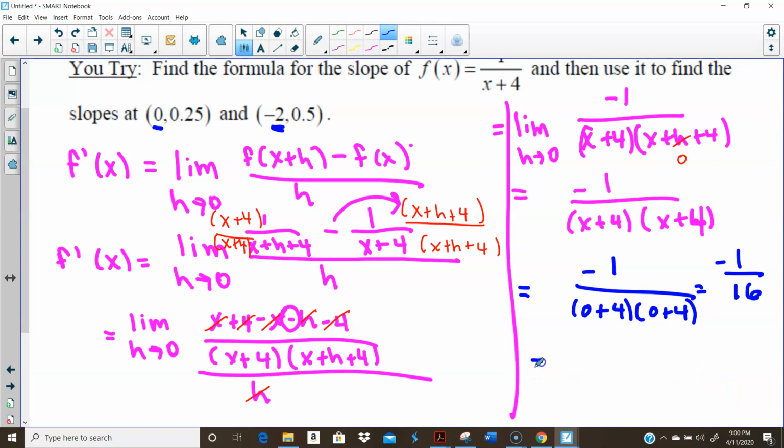The second slope, you're just going to plug in a negative 2. So negative 1 over negative 2 plus 4 times negative 2 plus 4. Negative 2 plus 4 is 2. So this is 2 times 2. And 2 times 2 is 4. So the slope at the point negative 2 and up a half is going to be negative 1/4.